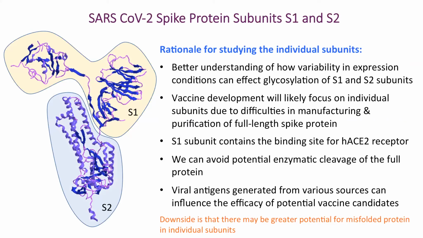In just looking at the individual subunits, we can avoid potential enzymatic cleavage of the protein. And viral antigens generated from various sources can influence the efficacy of potential vaccine developments. The downside of looking at the monomers versus the trimer is that there may be greater potential for misfolding of the protein in the individual subunits. But that's what we decided to do, the individual subunits. So that's the RBD region there and the individual subunits.